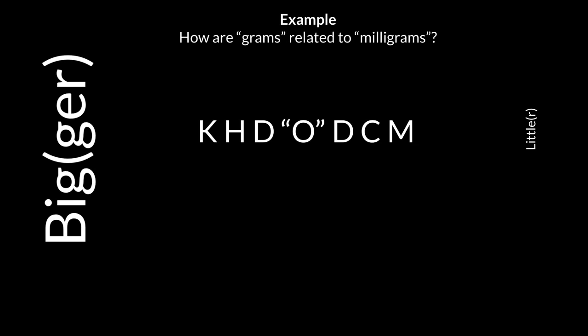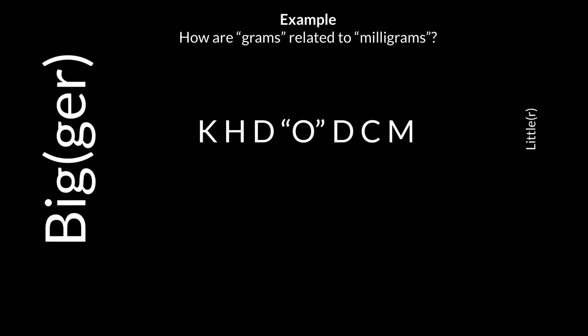What I want to do is this example right here. I want to talk about how we figure out how grams are related to milligrams. Now, if you have this memorized already and it pops into your mind, hey, I know that there are 1,000 milligrams in 1 gram, you're good to go on this. If not, let me show you an easy way that you can figure this out.